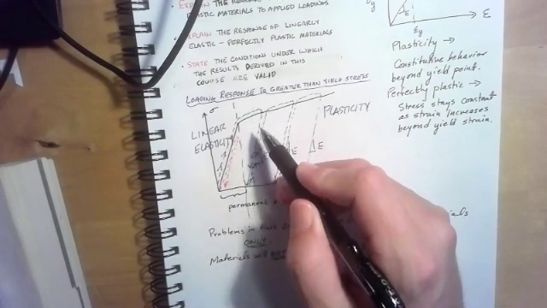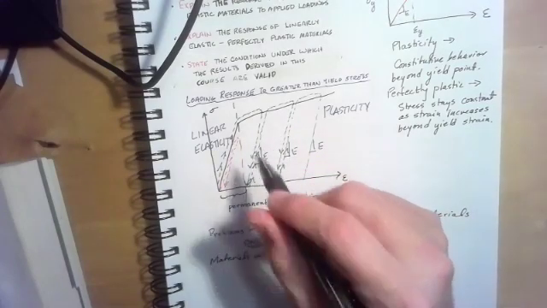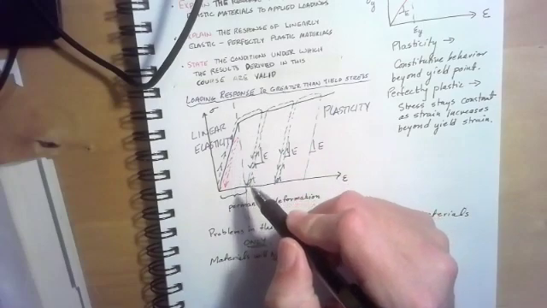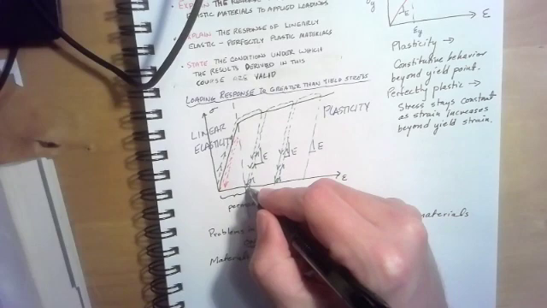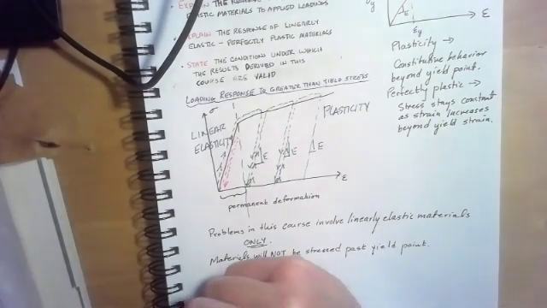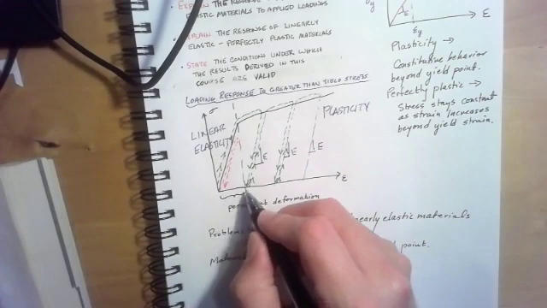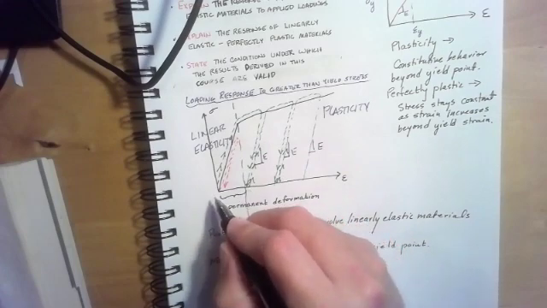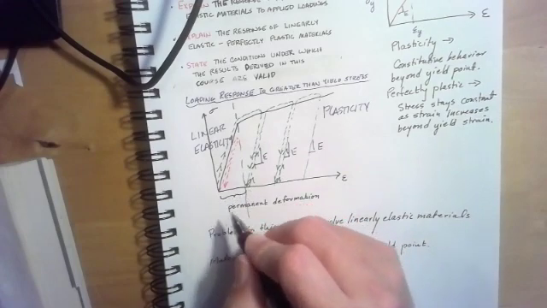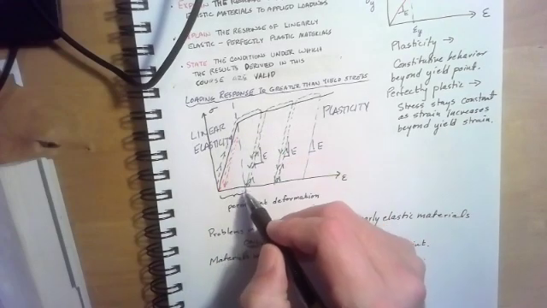Then if I stopped loading, my material would return back along a line that's sloped at the modulus of elasticity, and we would come back and hit the epsilon axis, the strain axis. And then we would have some permanent strain in the material. We would have some permanent deformation that occurs as a result of this loading trajectory.